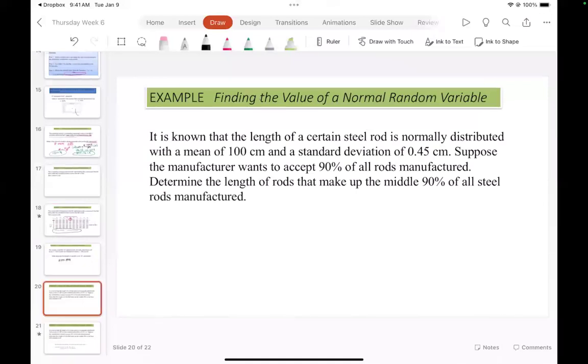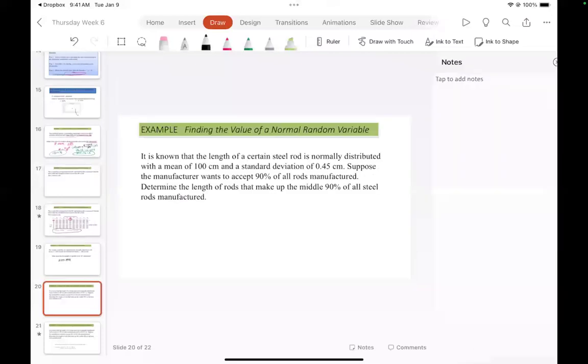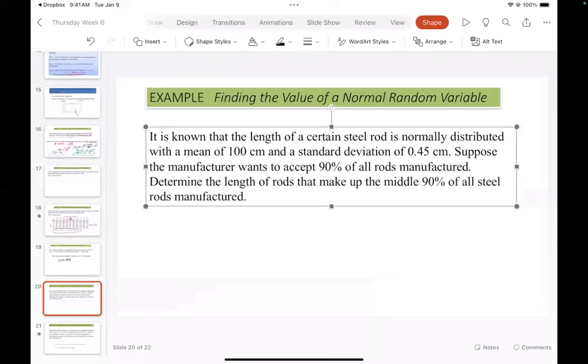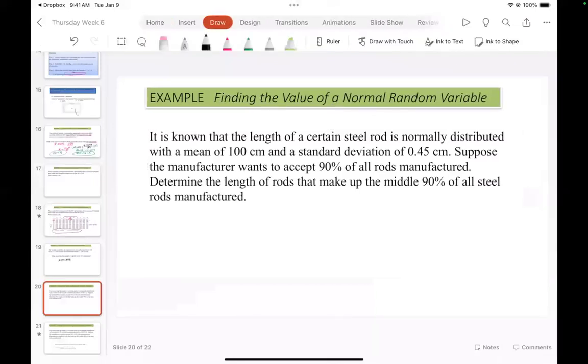Sometimes I needed to ask that question because we're going to do a center, a middle, and that's going to make a big difference, because you are going to have some of these questions. We know that the length of a certain steel rod is normally distributed, has a mean of 100, and a standard deviation of 0.45 centimeters. The manufacturer wants to accept 90% of all of the rods manufactured. We want to know the length of the rods that make up the middle 90%.